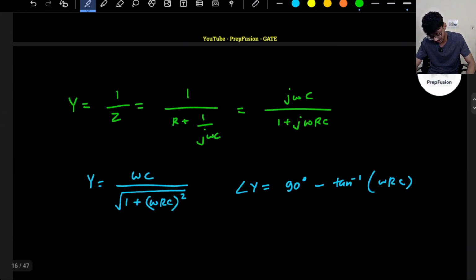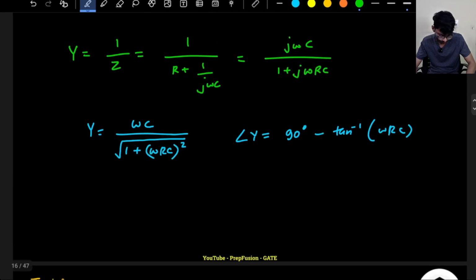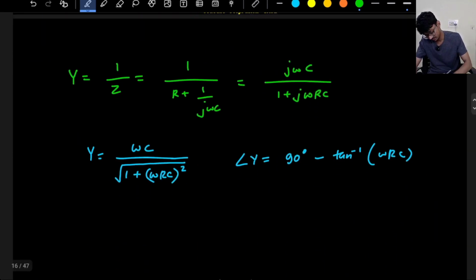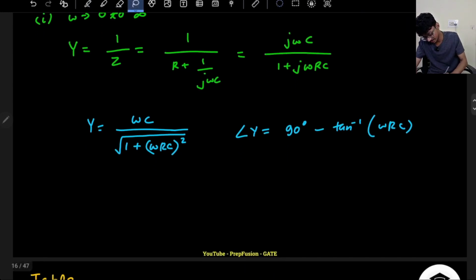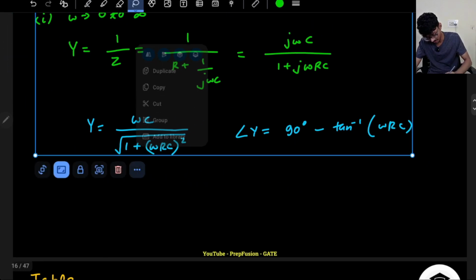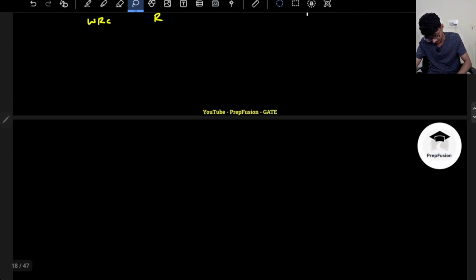Now let's solve for the second case where my R is varying. So this was for the first case where my omega is varying, but it does not matter basically. Your expression for omega will not change, right? So here my omega is varying from 0 to infinity, and in the next case basically I will vary my R.